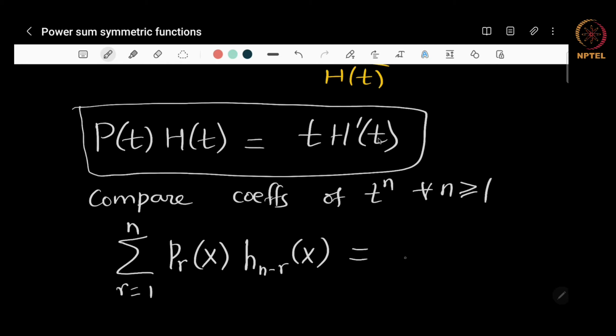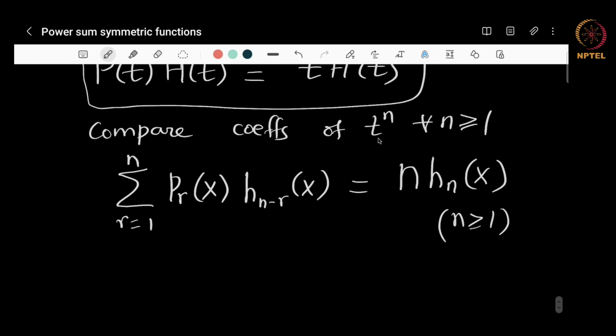Now on the right hand side, I have to do t times h prime of t, and when I do that, what will I get? Well, I just get n times h n. And you get this, of course this is all true for n greater than or equal to 1, because you're taking the derivative of the power series h, summation h n t power n, and the derivative will give you n t power n minus 1 times h n. Okay, so I've just taken the derivative. So great, that's the final equation we were after. This allows you to recursively compute the p's in terms of the h's.